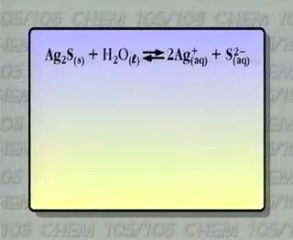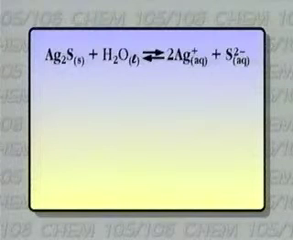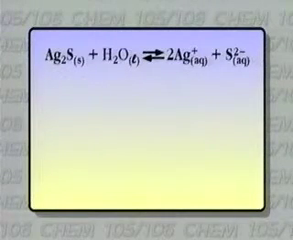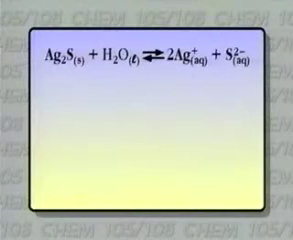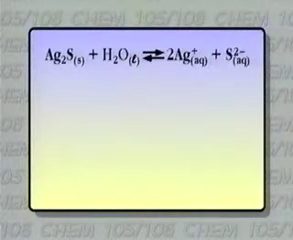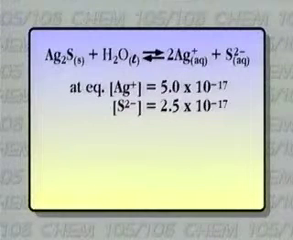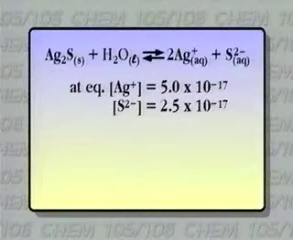All right, well, let's look at another solubility product calculation here. Let's suppose that we dissolve some silver sulfide in water, and we get silver ion and sulfide ion in the process. Again, solid silver sulfide plus the water to give us that there. At equilibrium, we find that the concentration of the silver ion, by measuring it, was 5 times 10 to the minus 17, and the sulfide was 2.5 times 10 to the minus 17.